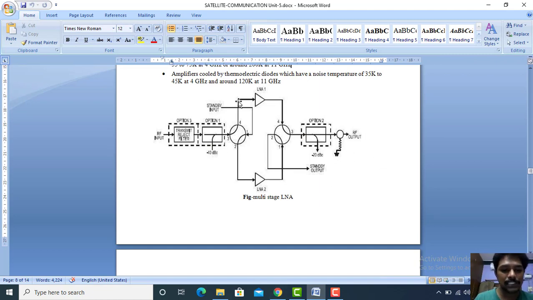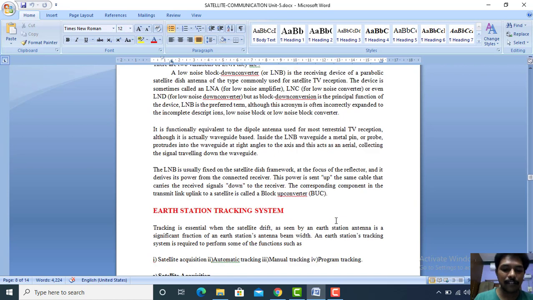This is your transmitter section which I am saying, this is your receiver section where you are getting the signal. So this is what is happening here.